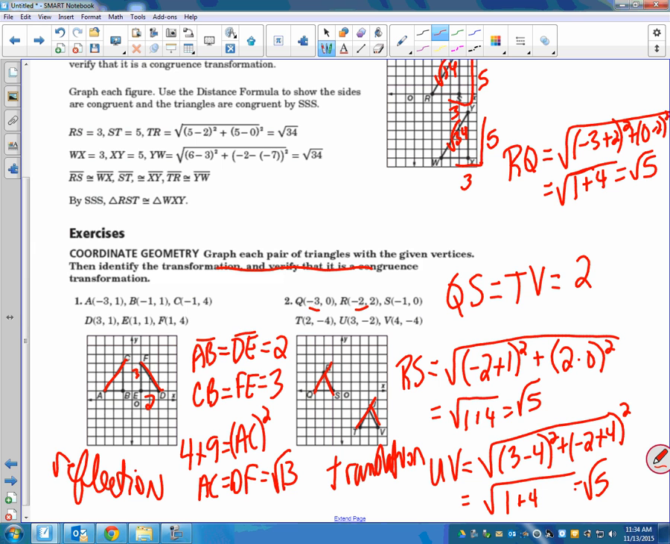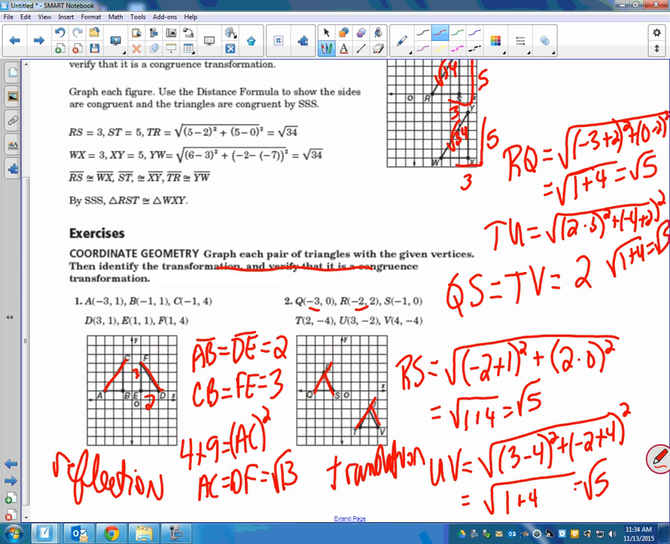Which means we've also just proved that these are isosceles triangles because they have the square root of 5 as their sides. So that's another thing you could do in coordinate proof, is you could prove things by their lengths, whether they are isosceles or equilateral. And so then, what do I have left? UT? TU? Doesn't matter. I think we should get 5 again. 2 minus 3 squared plus negative 4 minus negative 2 squared, which again gives me the square root of 1 plus 4, which is the square root of 5.